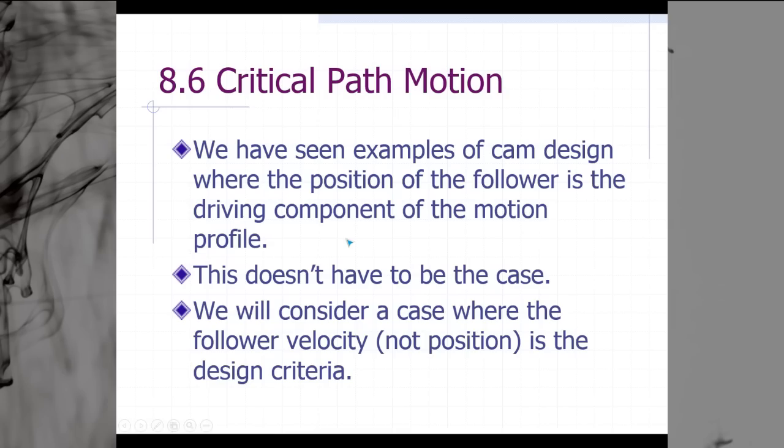Critical path motion. We have seen examples of CAM design where the position of the follower is the driving component of the motion profile. We'll generally say something like we need to take the position from 0 to 1 inch in 30 degrees of CAM motion. So our focus has often been on the position of the follower. This doesn't have to be the case. Now we will consider a case where the follower's velocity, not its position, is the design criteria.